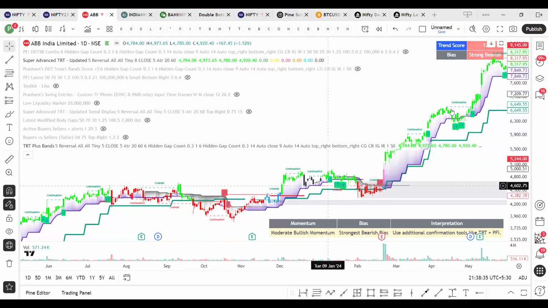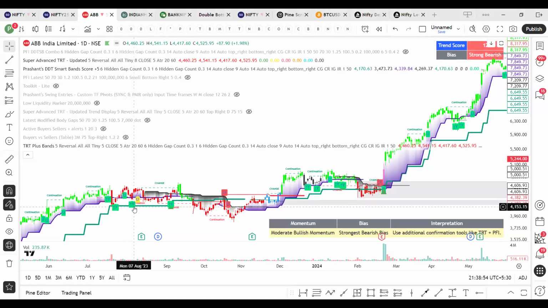You can notice these are signals based on a combination of TRT and DDT smart bands. You can notice a lot of signals have reduced. You can see there is no buy signal in this area. But with the original indicator, there are 1, 2, 3, 4, 5 buy signals in the same area. So these signals are getting removed because we have combined TRT logic and bands.